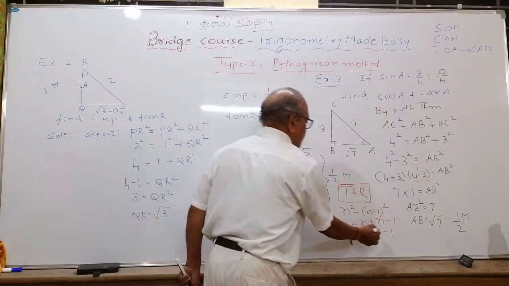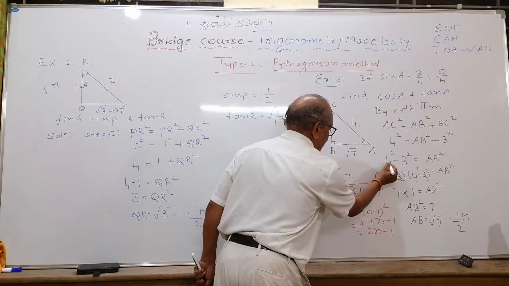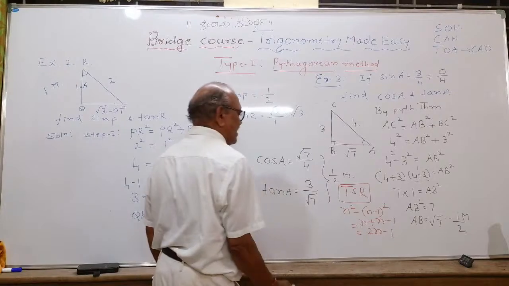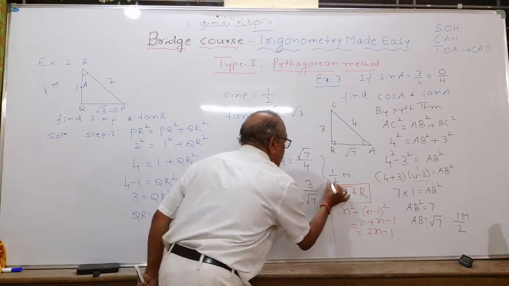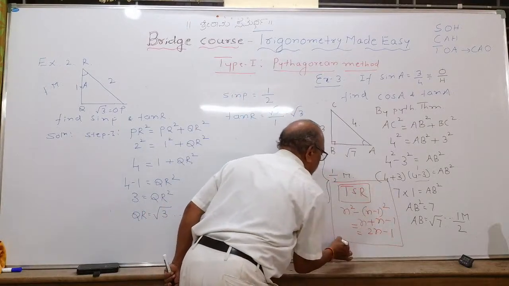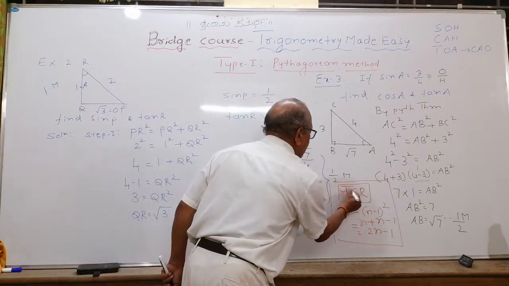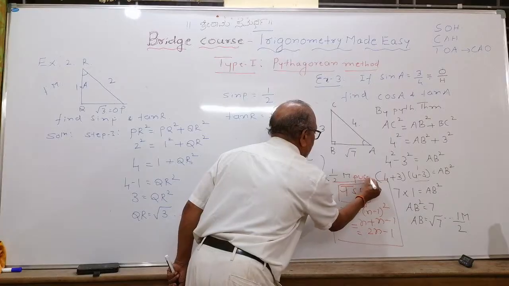You can just substitute. What is n here? 4. 2 4s are 8. 8 minus 1 is 7. You can directly get it. This is a time saving result, helps you in competitive exams, particularly CET, JEE. It will help you. Time saving results. PUC1 students can note down this shortcut.